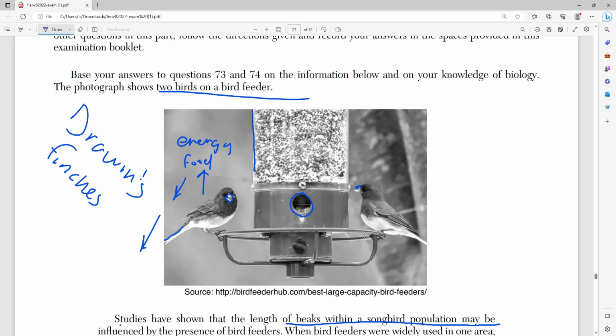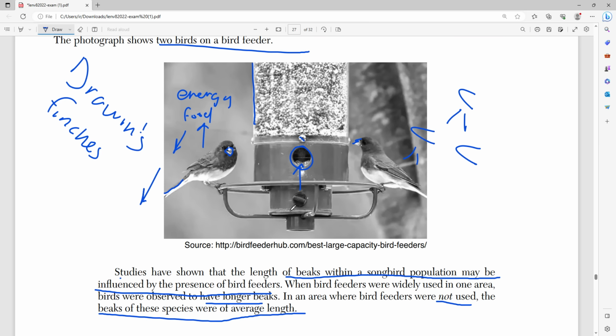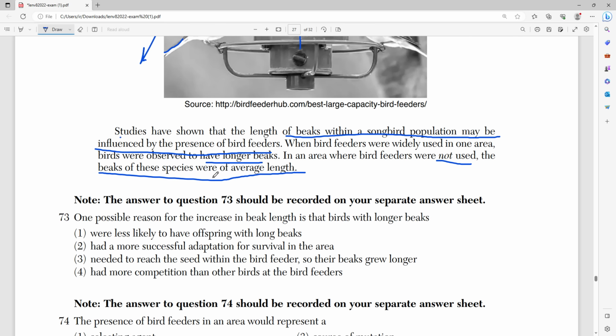The longer your beak is, the deeper you can reach into that and the more food you can get, right? And because the parents with the longer beaks are going to be the ones who are surviving greater, they're going to pass on those beaks to their offspring because the beak is advantageous, right? So which choice just summarizes what I just said? It's choice 2, right? One possible reason for the increase in beak length is that the birds with longer beaks had a more successful adaptation for surviving in the area. Why? Because they could get more food, right?